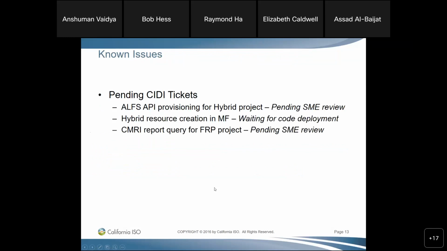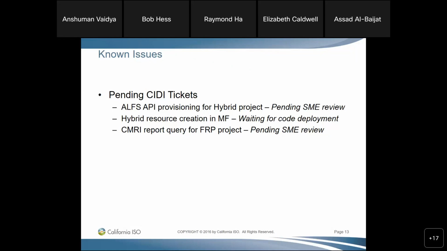I have included this slide for known issues, even though we don't have any code deployed, so I wouldn't call it known issues, but we do have some pending CD tickets that we're still working on. The first one is questions regarding the API provisioning for the hybrid project. We're reviewing it internally, and I'll get back to you on that CD ticket soon enough. Then we have some pending CD tickets regarding the hybrid resources creation in master file, and we're waiting for the code deployment to make those changes.